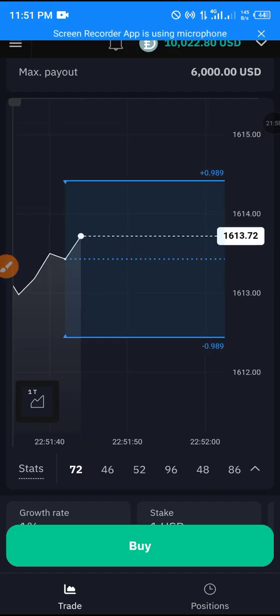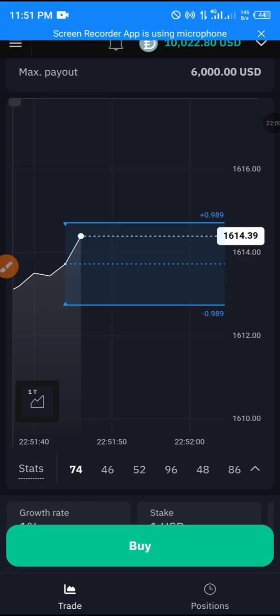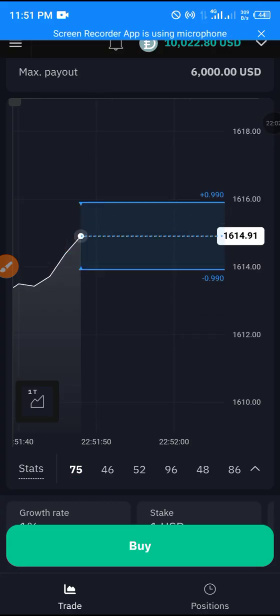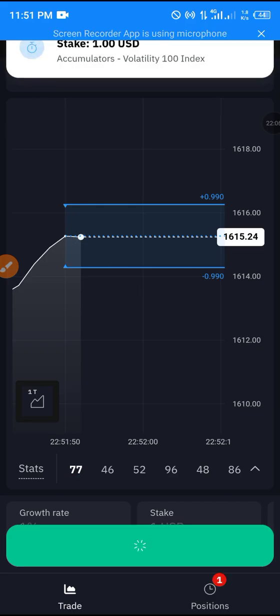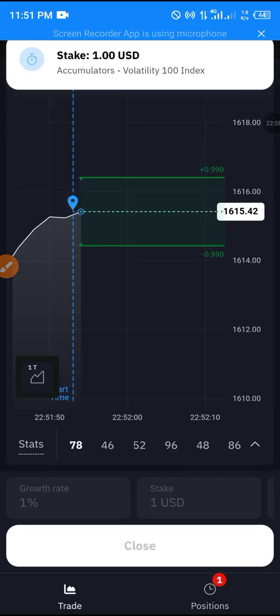But some people take the risk. So let's take the risk, because this is $1. If we lose, we lose. I'm just trying to use it to teach you. I'm clicking buy. I've clicked buy. You can see this is buy.